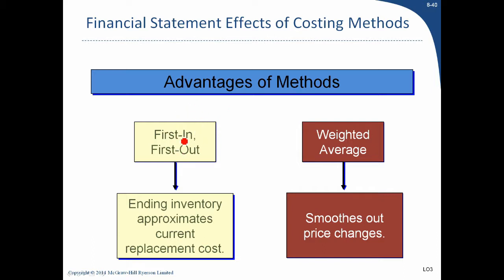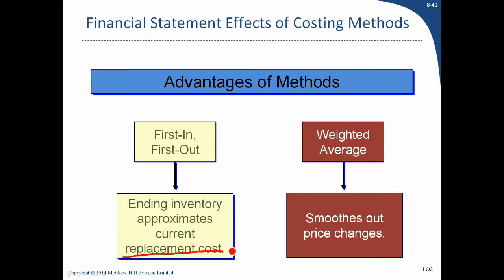Advantages of methods, first in, first out. Ending inventory approximates current replacement cost. So that's an interesting concept. If you're a user of the financial statements, you might want to know if there is a fire or theft, or if we sell what's in our inventory, how much is it going to cost us to refill that inventory? And because your inventory under FIFO represents the most recent costs, that's a better approximation than if you have inventory that's been sitting there since the beginning of the year.